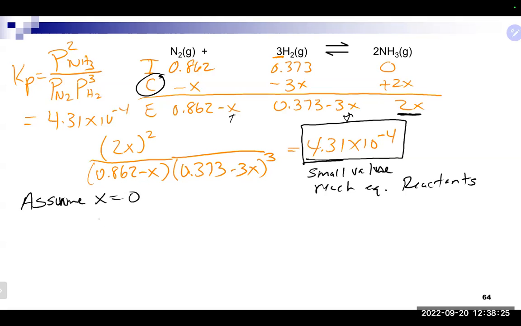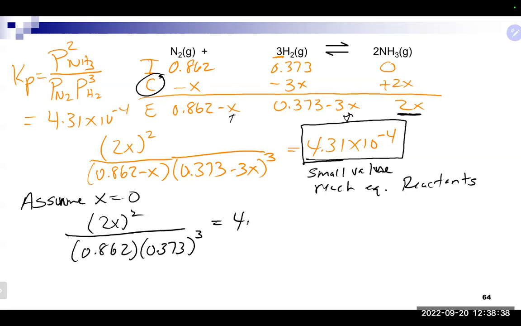So if we get rid of the x's there, this now simplifies down to 2x squared divided by 0.862 times 0.373 cubed is equal to 4.31 times 10 to the minus 4. I'd much rather solve that one than the one above it, right? You do still need to cube the number, so you don't want to mess that up. We're going to take care of the bottom and then multiply it to the other side.